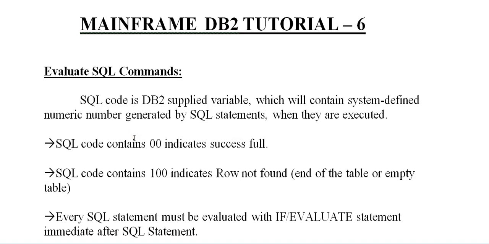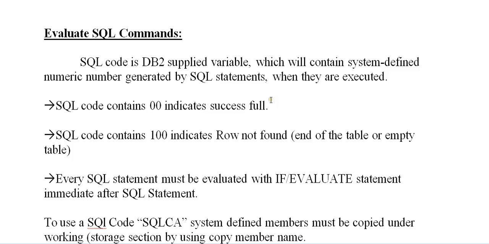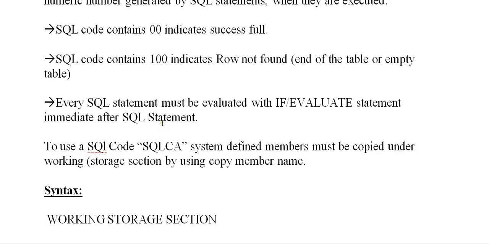SQLCODE is a DB2 supplied variable which will contain a system defined numeric number that is generated by SQL statements when they are executed. The possible return codes are 00, 100, or there might be many. Today I would like to focus on these two return codes. When SQLCODE returns 00, it indicates a successful transaction. If it is 100, it indicates that the row was not found, or an end of the table, or an empty table.